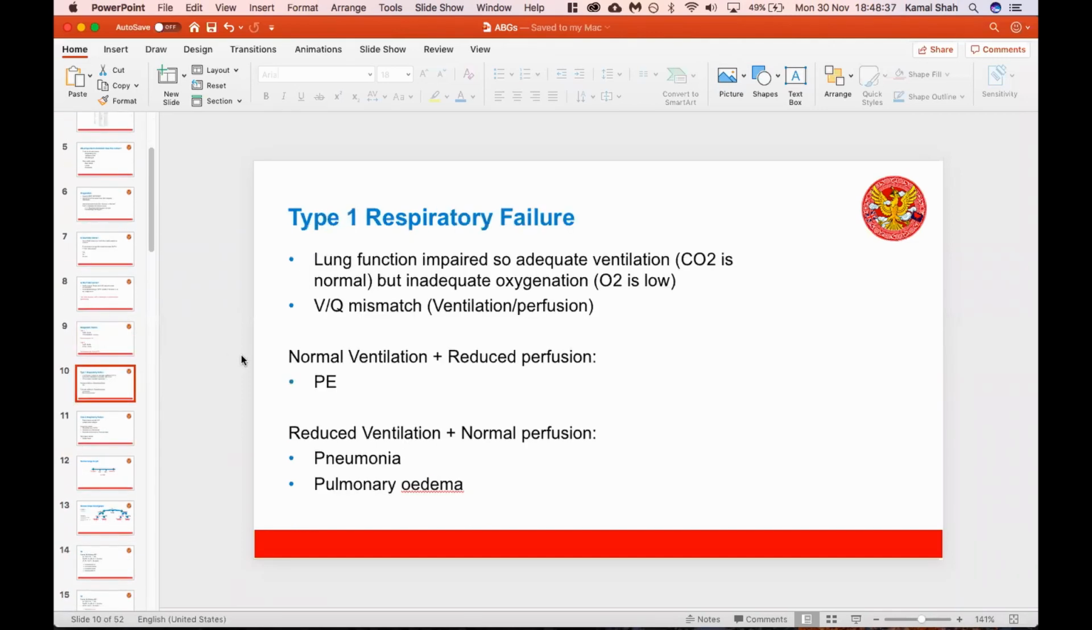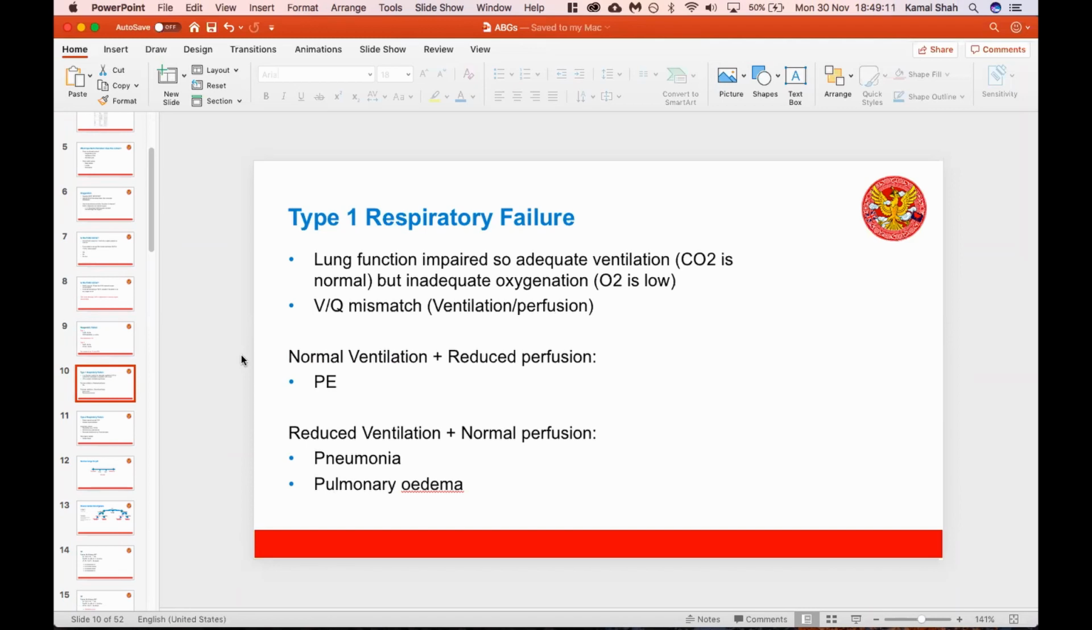Okay, so let's talk about type 1 respiratory failure. In type 1 respiratory failure, your lung function is impaired, but the key thing to remember is that we've got adequate ventilation. Ventilation refers to carbon dioxide. We've got adequate ventilation, but inadequate oxygenation, so oxygen is low. One way of thinking about this is a VQ mismatch, which is probably something that you'll hear more and more this year. VQ stands for ventilation and perfusion mismatch.